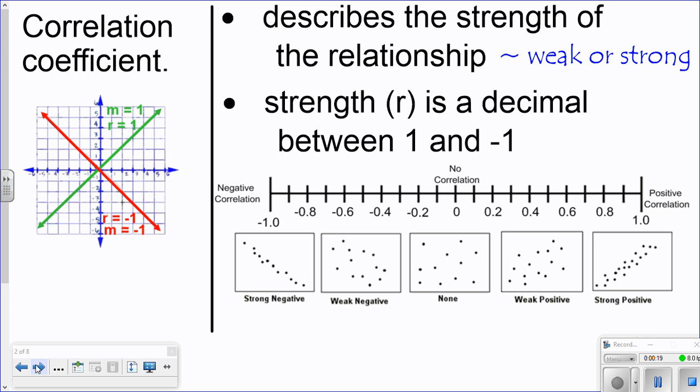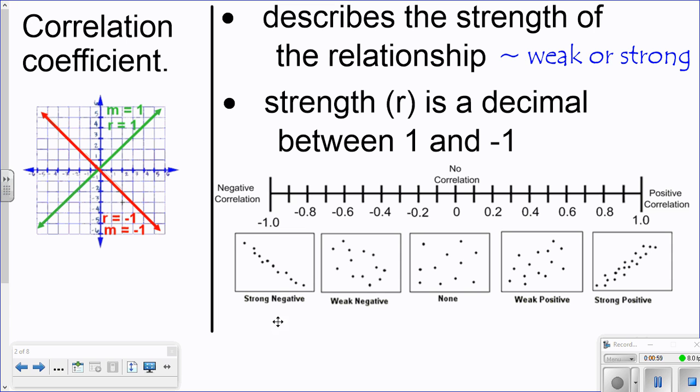So a correlation coefficient describes the strength, whether it's weak or strong, of that relationship. We're also going to call it R and assign a number, a decimal between +1 and -1, that describes that relationship. Over here in this picture, the green line is a +1 slope. It also has a correlation coefficient of 1 because all of the dots are exactly on the line. Same thing with the red one, except it's a -1 slope, and our correlation is going to be -1. Again, all the dots are on the line.